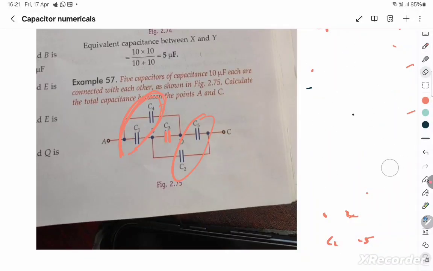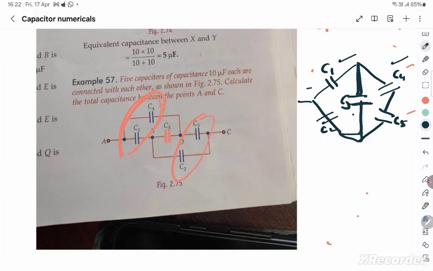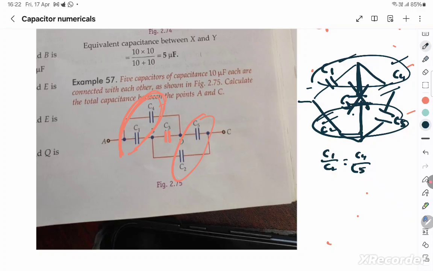So I'll redraw this for you for better clarity. Originally the C1 was here and the C4 was here. They were parallel because of the C3. And the C2 was here, and there is a C5 which was here. Because of C3, the C1 and C4 were originally in parallel, but no charge will flow through C3. Why? Because C1 by C2 is equal to C4 by C5, which makes sure that these two are in series, and these two are in series.